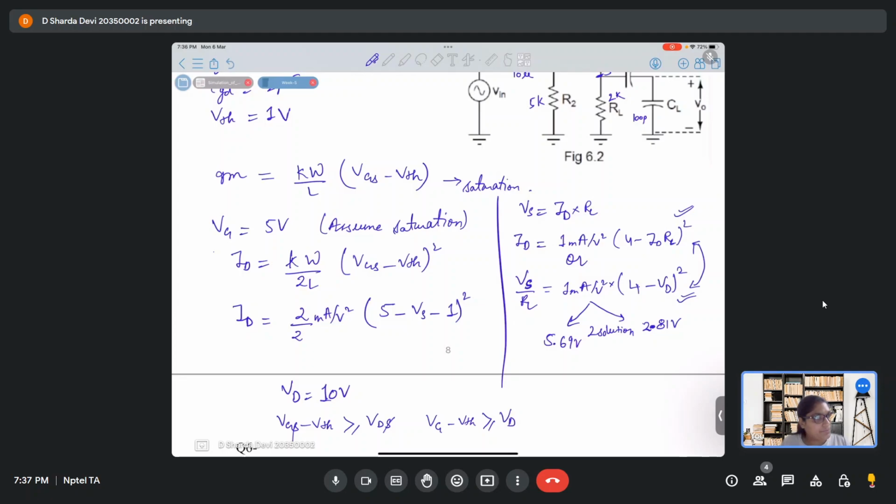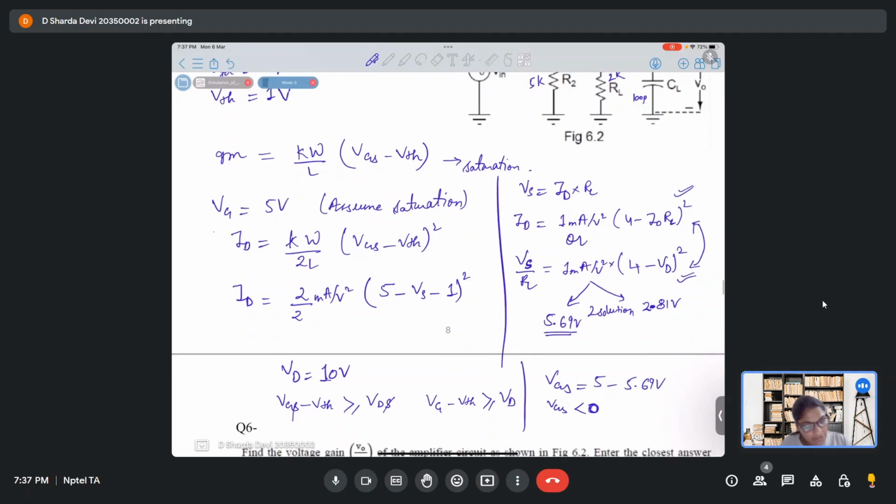But if VS is 5.69 volts, what will be the value of VGS, which is 5 minus 5.69 volts? So VGS is actually less than 0. So here, this condition always satisfies, which we always say is the condition of saturation. But in this particular question, for 5.69, your actual condition, that is VGS should be greater than VTH, is the one which is failing.